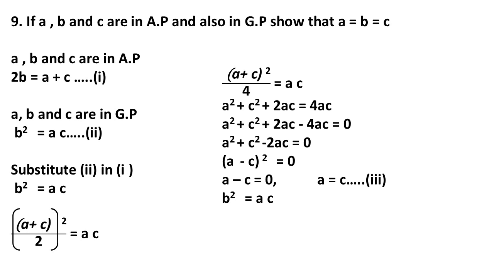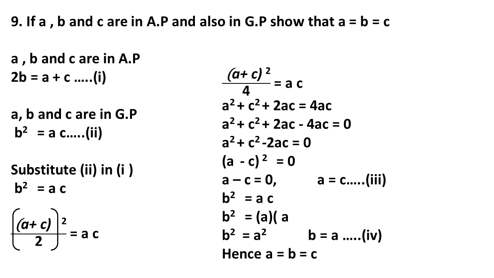We know that B square is equal to AC. So, in the place of A, if you substitute C, it results as B square is equal to A square or B square is equal to C square. When A is equal to C and A is equal to B, we can say that A is equal to B is equal to C.